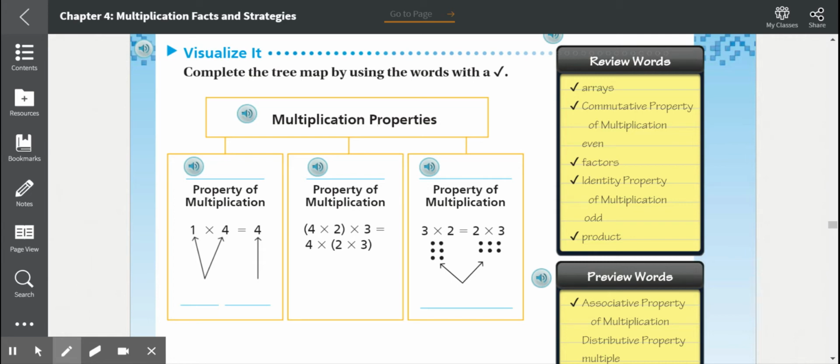We have what is this multiplication property? 1 times 4 equals 4. So is that the identity property or the commutative property? Okay, it's the identity property. That is when we're multiplying by 1. So any number times 1 is going to equal that number. So our answer here is identity.